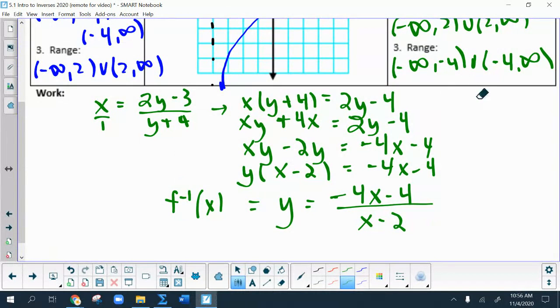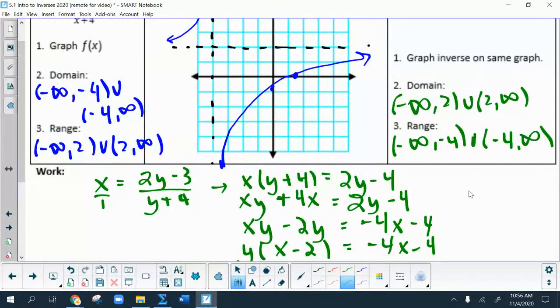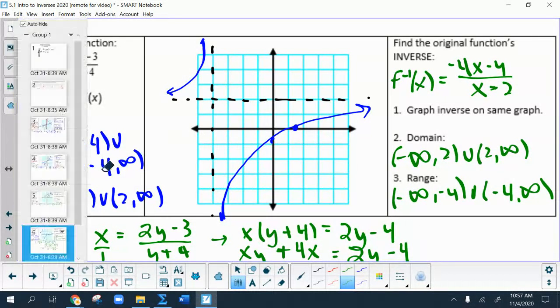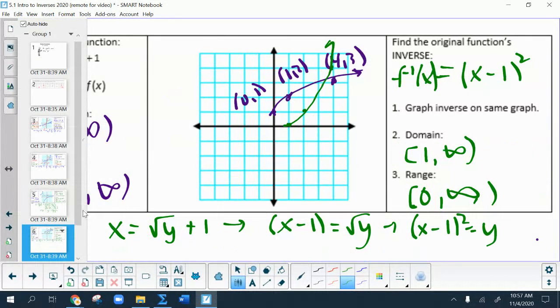I'm going to rewrite it up top, and then we can make sure that everything matches on our domain and range. So it is negative 4x minus 4 over x minus 2. And so you can see that the domain is going to be restricted because x cannot equal 2 from the denominator. And then I get a horizontal asymptote of negative 4 over 1, which is restricting my range. All right, I hope that makes sense.